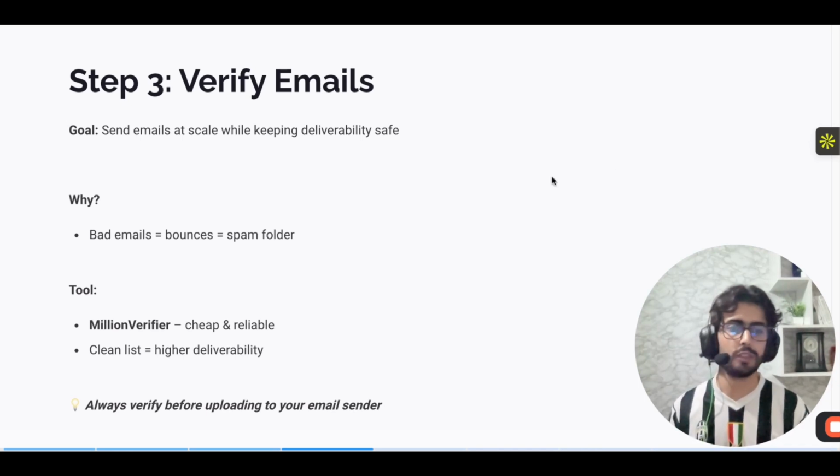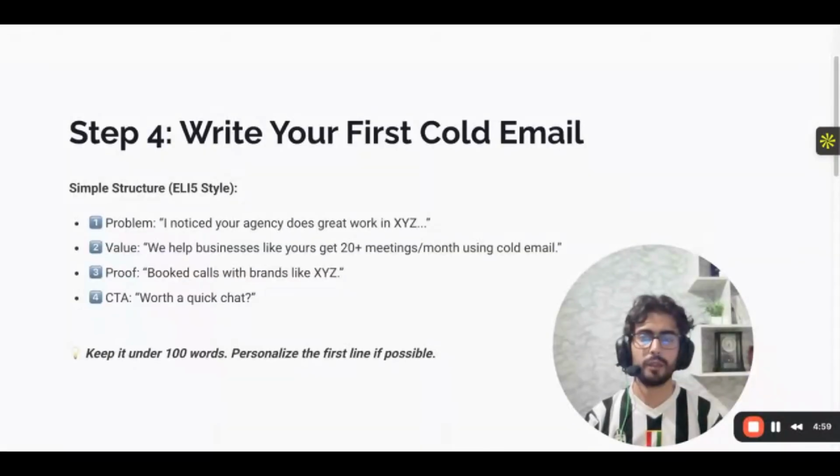And I can't stress this enough, but please always verify your lead list before uploading that to your email sequencer or your email sender tool. So the fourth step would be to write your very first cold email. And one of the frameworks that I use for email copywriting is ELI5 style, and it means explain like I'm five. And it consists of 4 components.